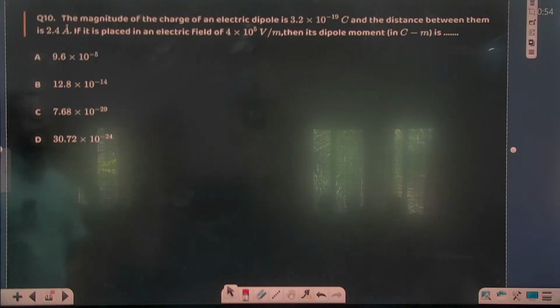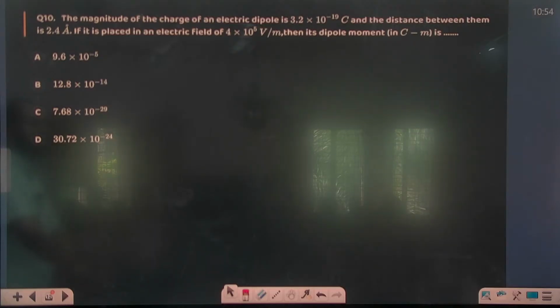The magnitude of a charge on an electric dipole is 3.2 into 10 power minus 19, and the distance between them is 2.4 angstrom. If it is placed in an electric field of 4 into 10 power 5, the dipole moment is?